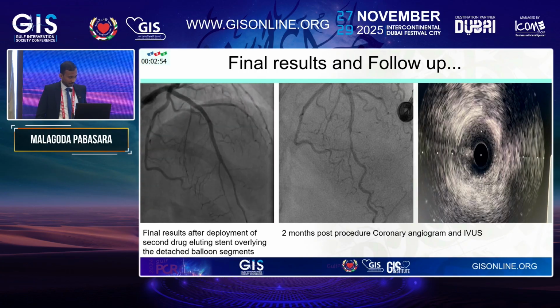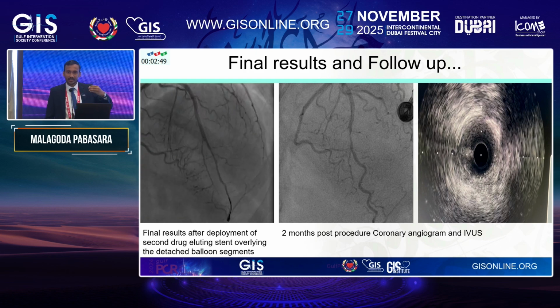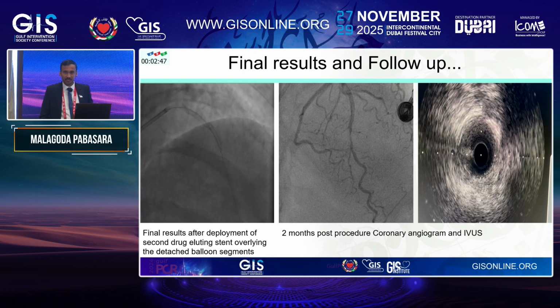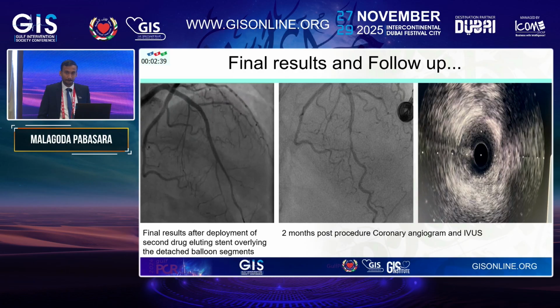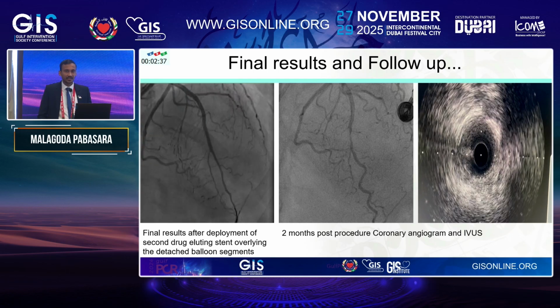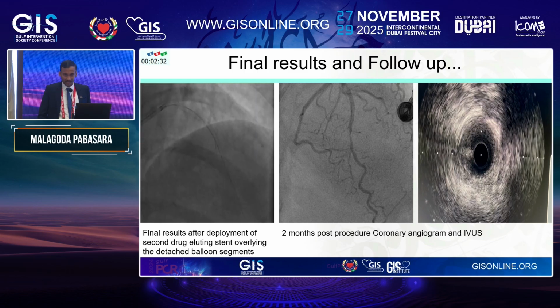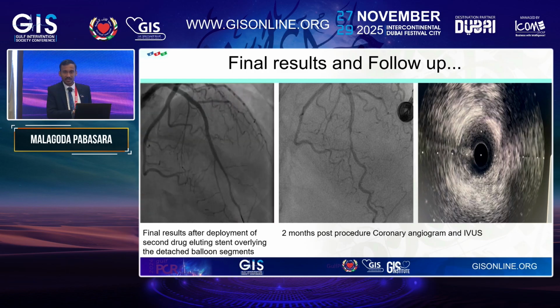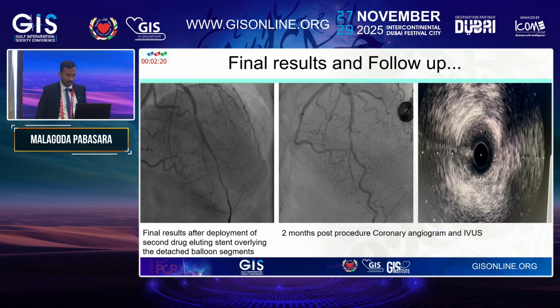So I trapped the balloon material. Crush it against the wall? Yes, crush it against the wall. Why not just put in another wire and a small balloon and inflate it? I tried that. It didn't come. It was stuck at the distal end of the previous stent. Yes, I tried that, but the balloon segments were stuck at the distal edge of the previous stent. That's why I had to crush it against the wall. Yes, with a stent, I crushed it against the wall.